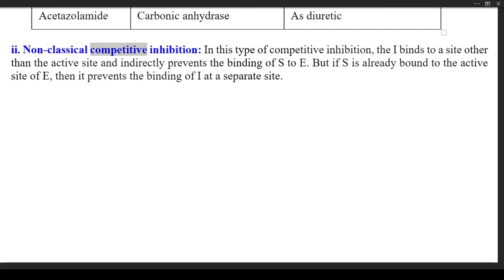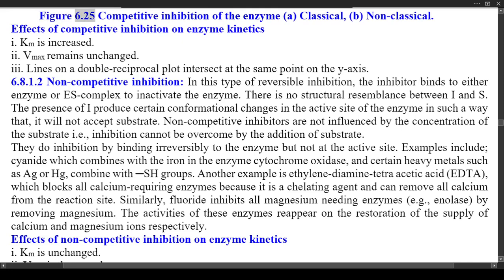2. Non-classical competitive inhibition. In this type of competitive inhibition, the I binds to a site other than the active site and indirectly prevents the binding of S to E. But if S is already bound to the active site of E, then it prevents the binding of I at a separate site. Figure 6.25 Competitive inhibition of the enzyme.